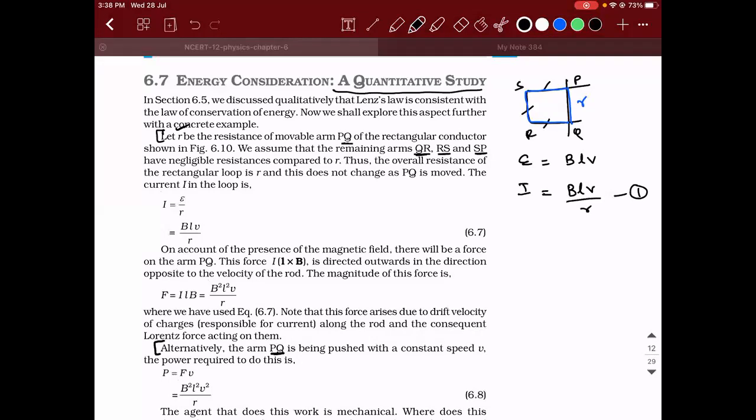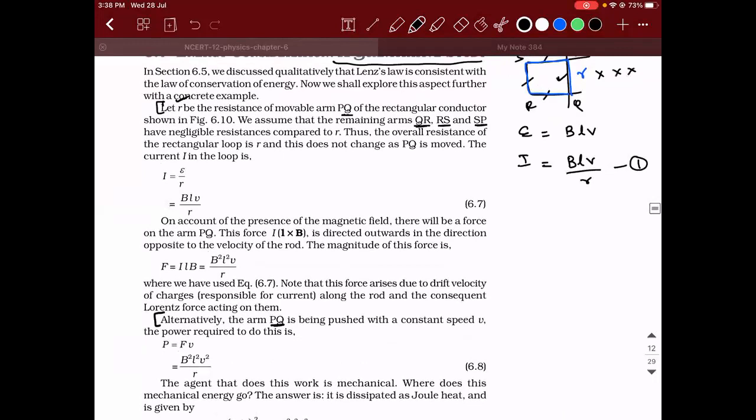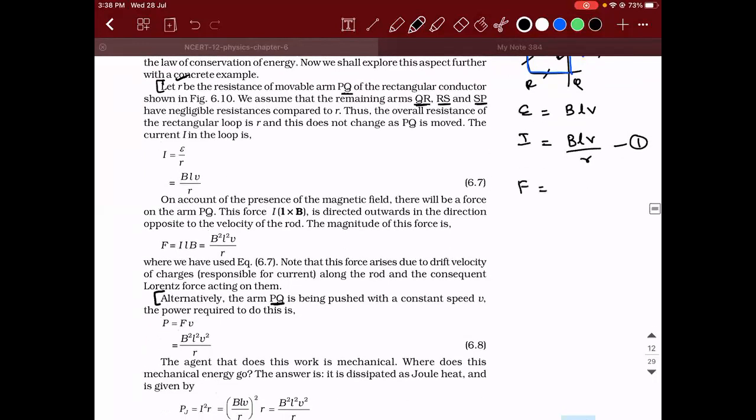Next. Since there is current flowing through this conductor, and this conductor is already present in an external magnetic field, due to its own current it will start experiencing a force of value I into L into B sin theta.